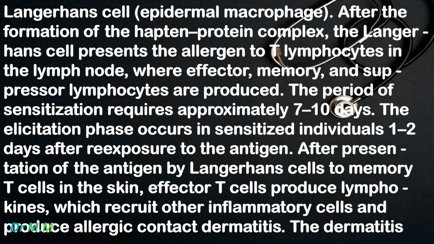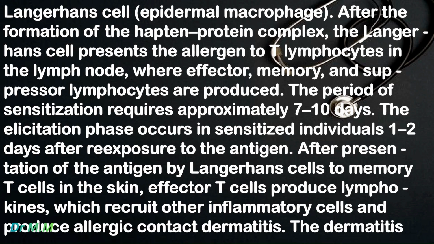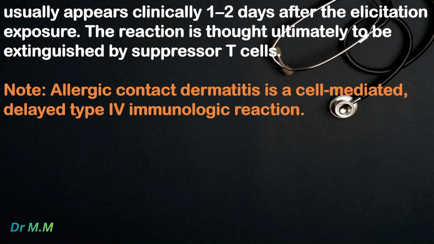The elicitation phase occurs in sensitized individuals 1 to 2 days after exposure to the antigen. After presentation of the antigen by Langerhans cells to memory T cells in the skin, effector T cells produce lymphokines which recruit other inflammatory cells and produce allergic contact dermatitis. The dermatitis usually appears clinically 1 to 2 days after the elicitation exposure. The reaction is thought ultimately to be extinguished by suppressor T cells. Note, allergic contact dermatitis is a cell-mediated delayed type 4 immunologic reaction.